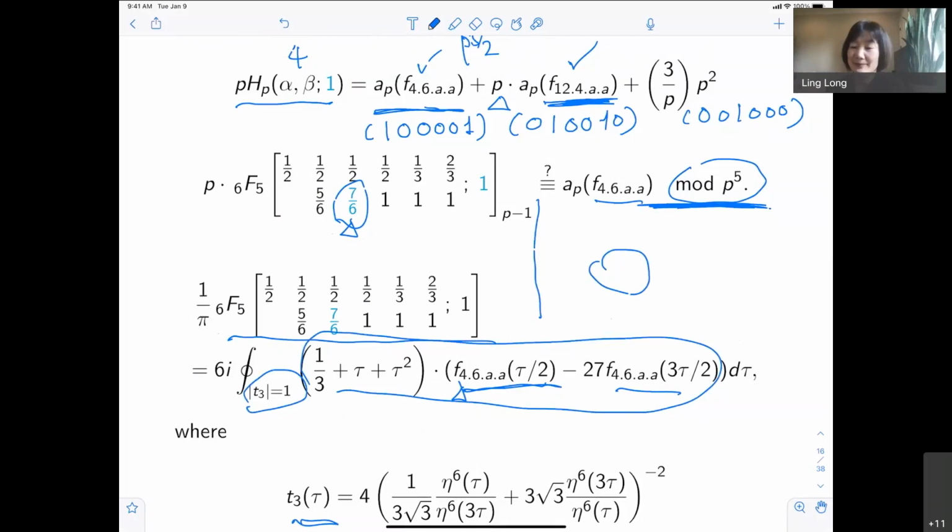Okay. So the local picture, the local p pieces picture, and the global picture are compatible, coming into a compatible package.